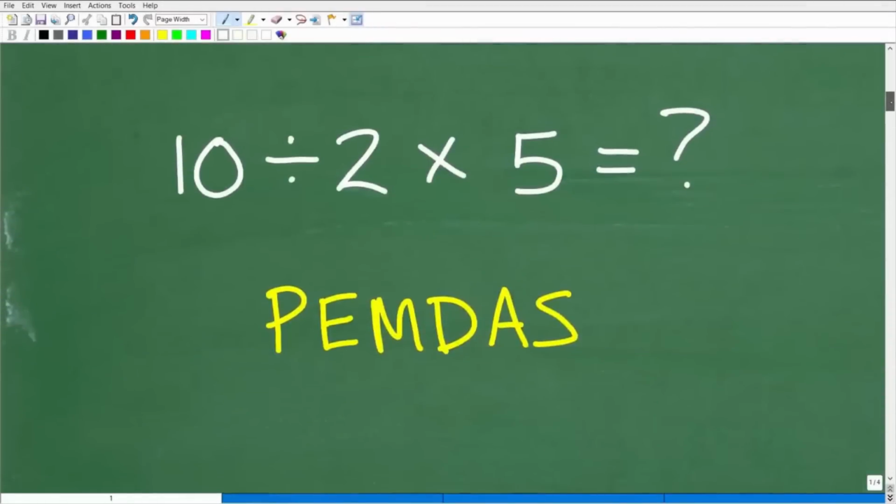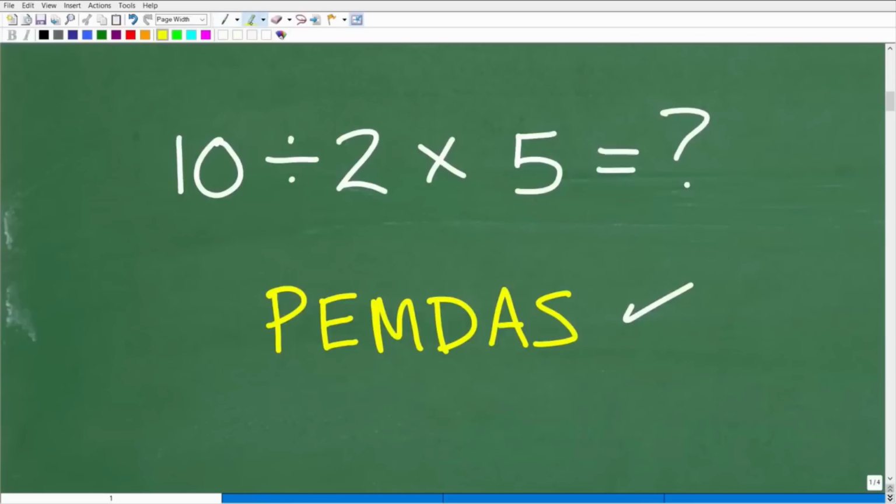So here's the problem, obviously, right? We have 10 divided by 2 times 5. Now, what makes all the difference in the world is the order we do this problem, right? Do we do division first and then multiplication, or should we do multiplication first and then division? Okay, because obviously, whatever order you select is going to create a different answer, right? So we need to understand what is the correct order to do this problem, and that's where this little acronym comes in right here. And again, we're talking about the order of operations.